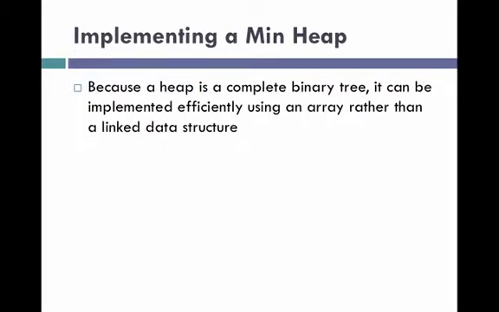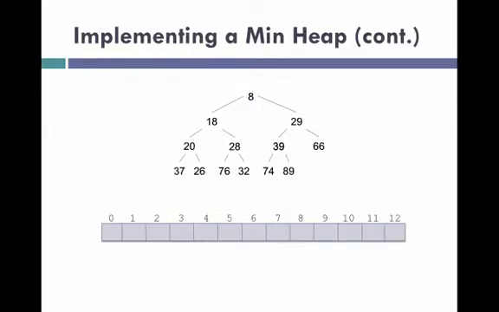Now, because a heap is a complete binary tree, it can be implemented efficiently using an array rather than a linked data structure. If we have the following min heap, if we have this array, we can lay out the values of the heap in the following fashion. We can put the root in the first location. The 2 nodes at the next level occupy the next 2 locations. The 4 nodes at the third level occupy the next 4. And then the nodes at the last level fill the next slot.